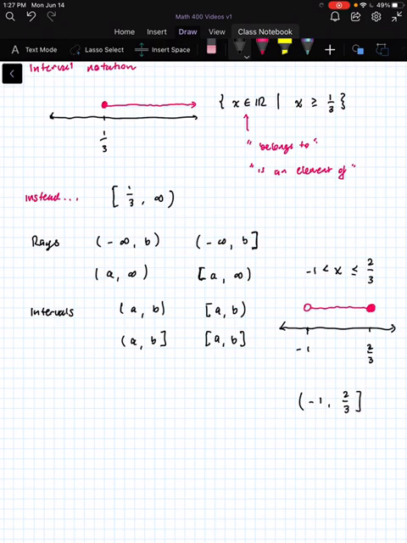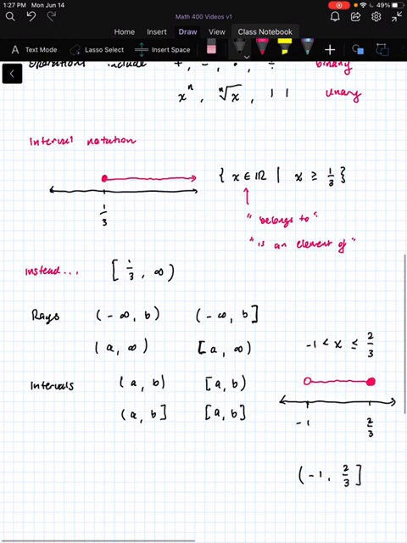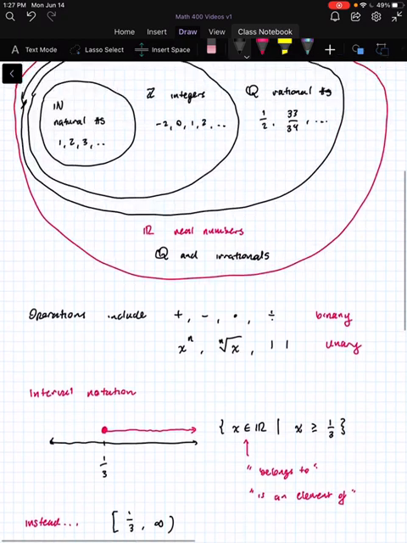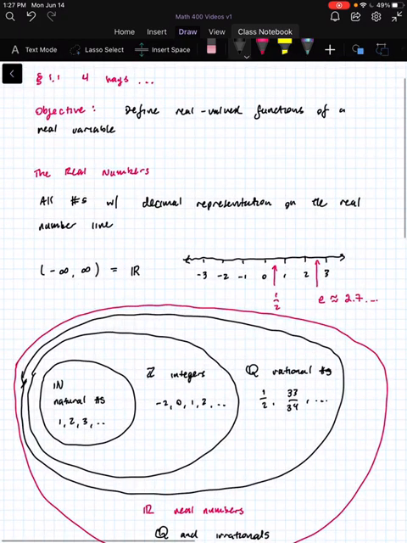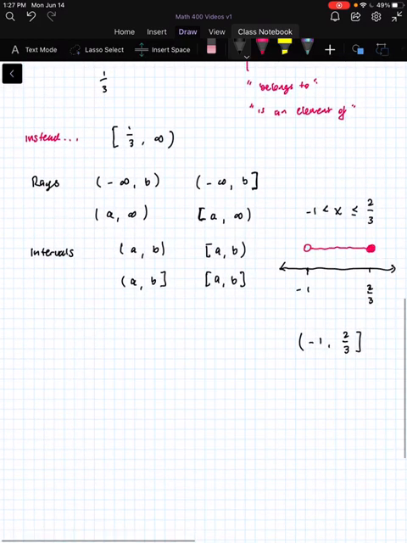All right, this should all be review. If it's not an issue, fine. Please do make a note here, if this is something that you're unfamiliar with, that you should then work on interval notation, or you should work on understanding the real numbers.